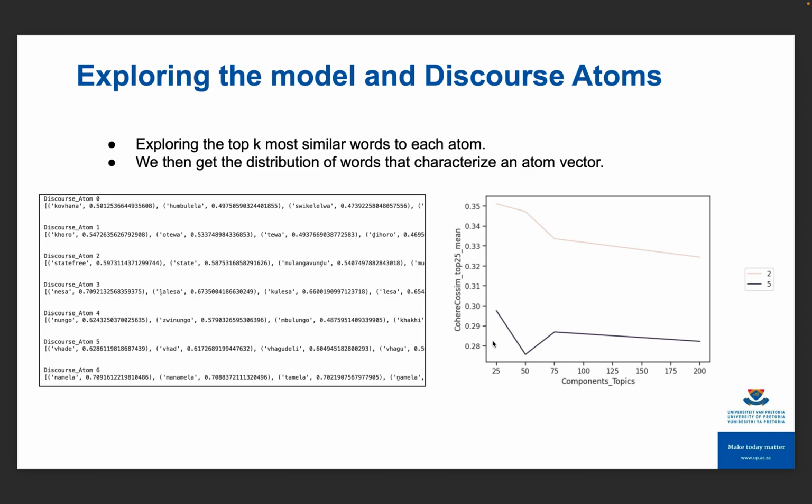The coherence metric of our models decreases with the number of component topics that were considered, and this is shown in the graph on the right-hand side, which shows the coherence co-similarity of the top 25 topics modeled on the component topics.